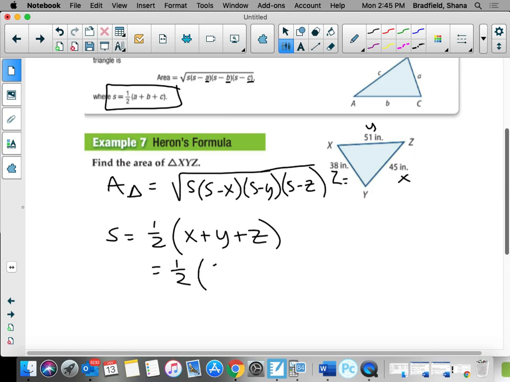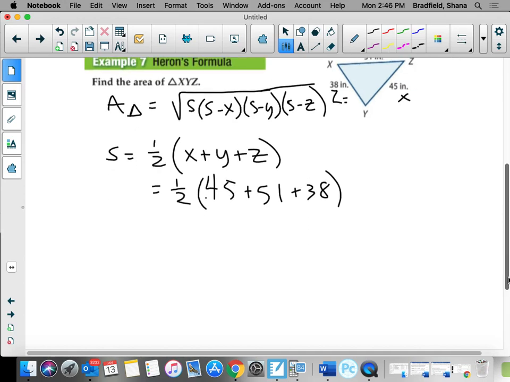That's what I'm going to do here. So I have, well, I'll go in order, 45 plus 51 plus 38. So let's see, it's 134, half of 134 is 67. So my S would be 67. Just going to double check real quick, but I'm pretty sure that's right. Yep.